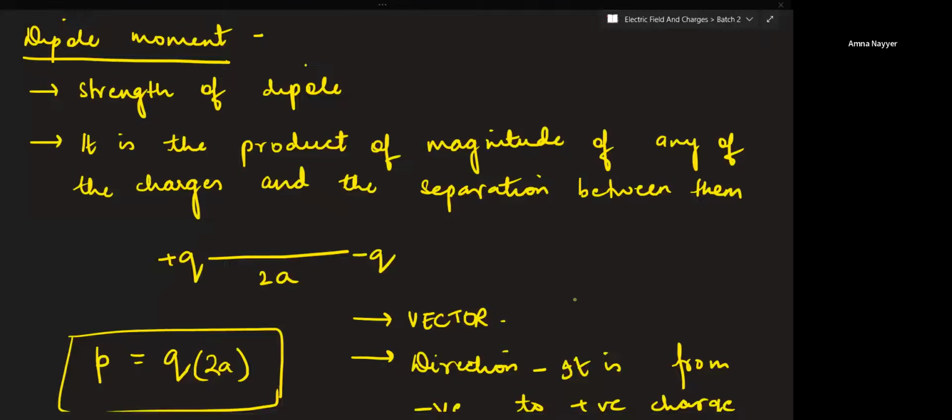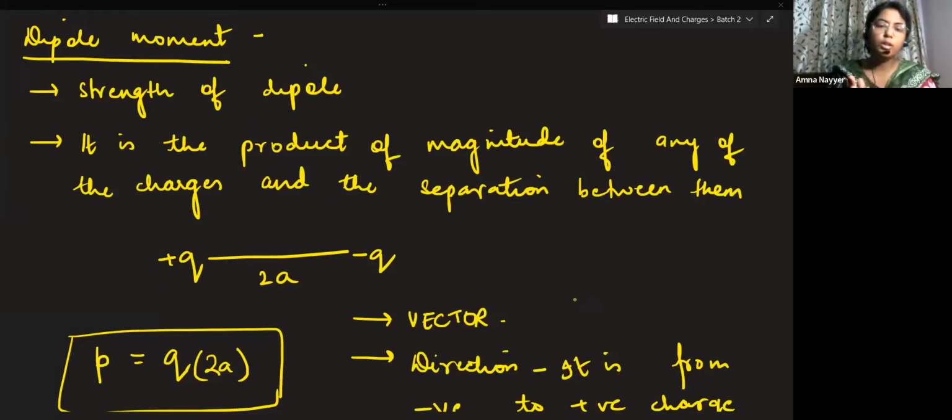Dipole moment gives the strength of the dipole to us. It is calculated through the product of the magnitude of any of the charges and the separation between them. So for the students who are new, they have their first class today. If you have plus q and minus q with certain separation between them, that forms your dipole. That is known as your dipole, a set of a positive charge and a negative charge.